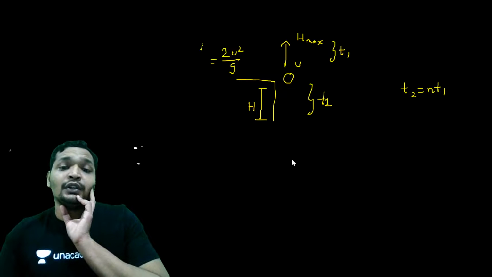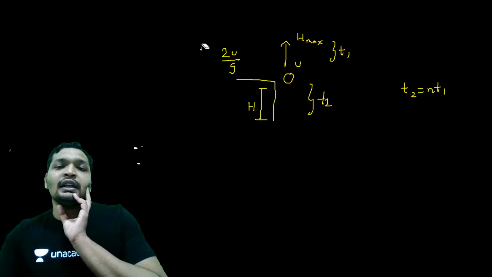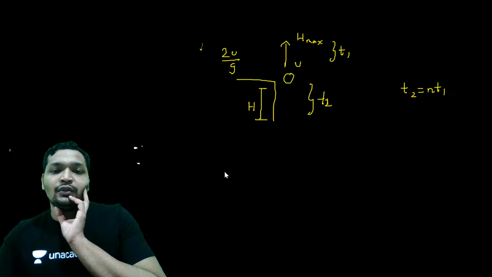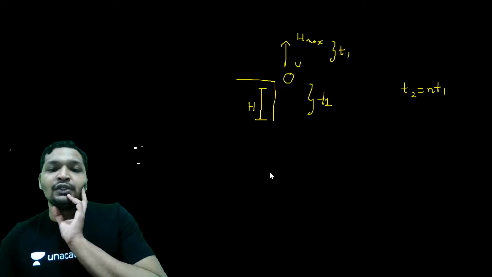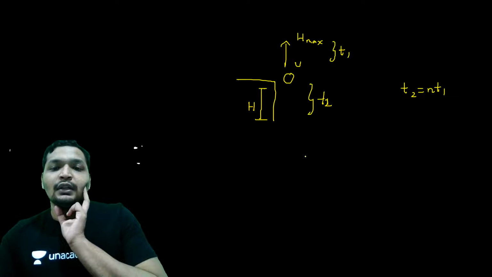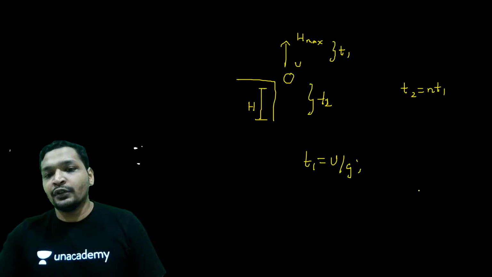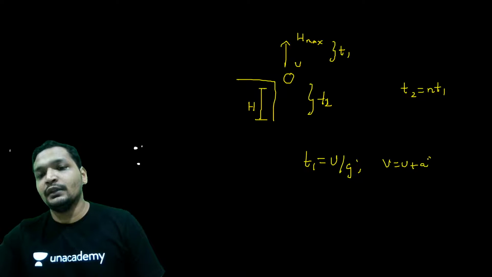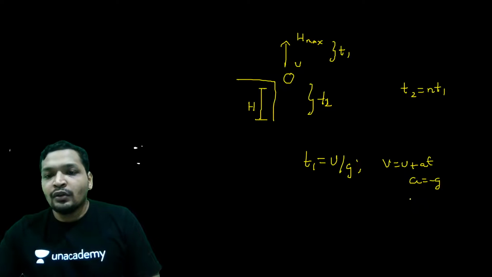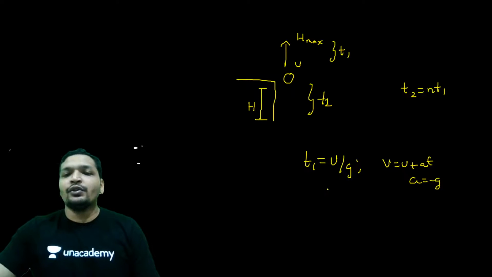Just a moment. We need to work on this. I think this 2u by g is the time. From v is equal to u plus at, this entire time is 2u by g. But they are only talking about one side time, that is u by g. T1 is equal to u by g. Somewhere it becomes 0. You can apply v is equal to u plus at, and here a is equal to minus g. So v is 0, u is u, and you get T1 is equal to u by g.